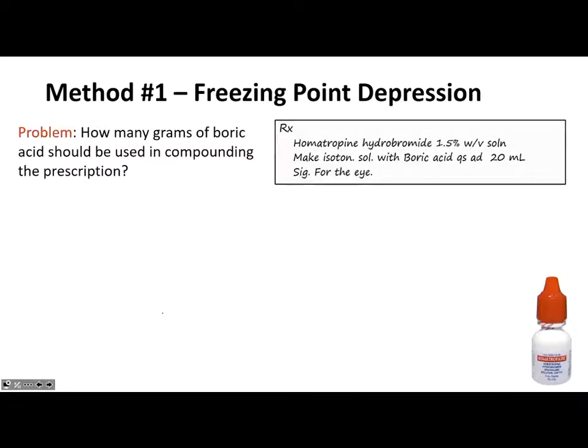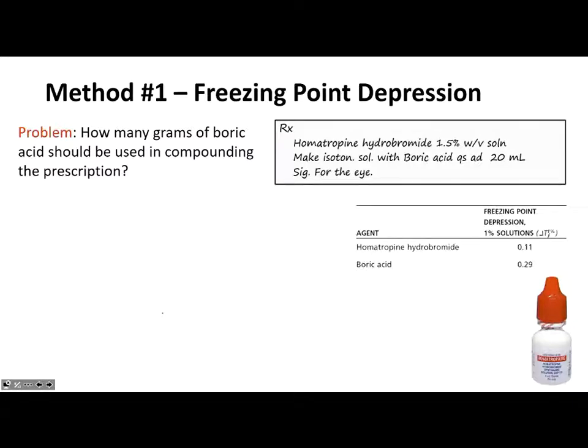Which one do you want to do first, freezing point or sodium chloride equivalent method? Once again, you don't get a choice. We're going to do freezing point depression method. What do we start with? We go to the table, we look up the delta TF 1% values. It's the same thing, different numbers.